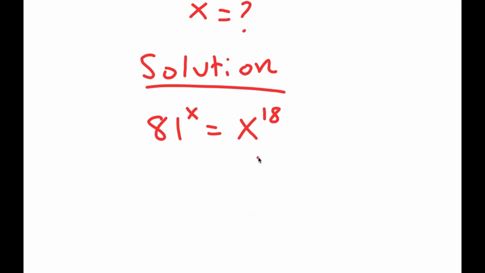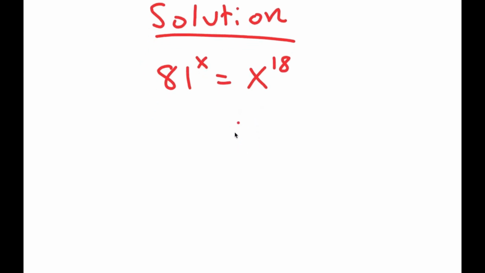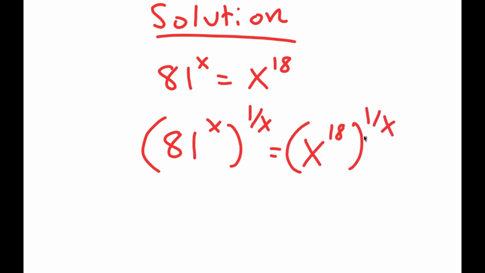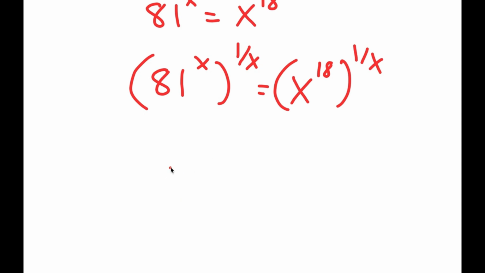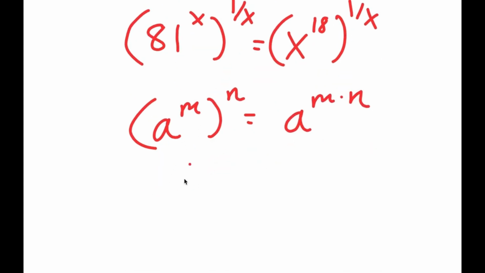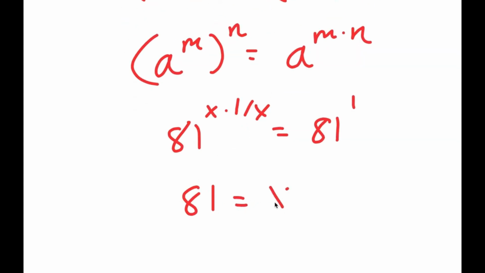And now, I'm going to take the power of 1 over x on both sides. So I get 81 to the power of x to the power of 1 over x is equal to x to the power of 18 to the power of 1 over x. And now if I have something in the form a to the power of m to the power of n, this is equal to a to the power of m times n. So 81 to the power of x times 1 over x is equal to 81 to the power of 1, which is the same thing as 81.